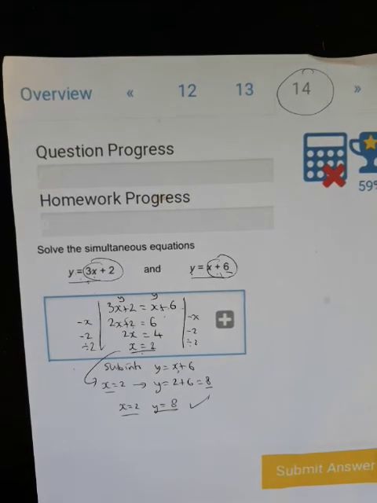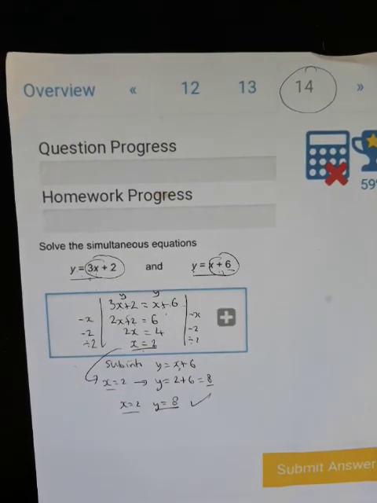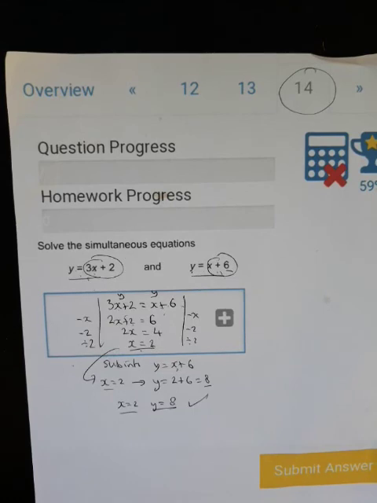Again, like I said, if you've come to this one first, make sure you go back to question 13 help first, because that will make more sense, hopefully.